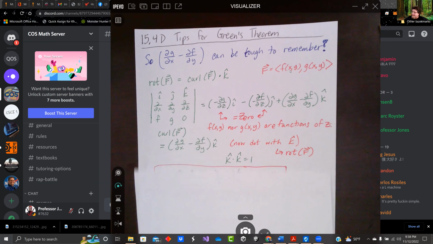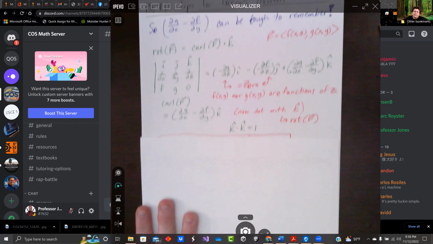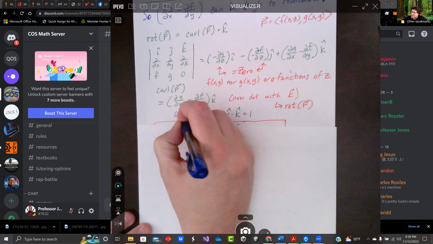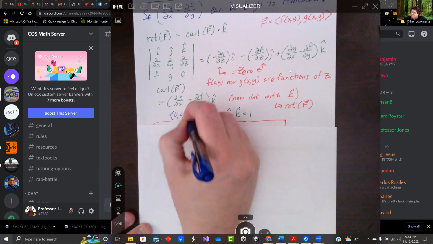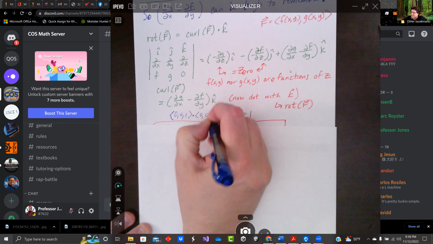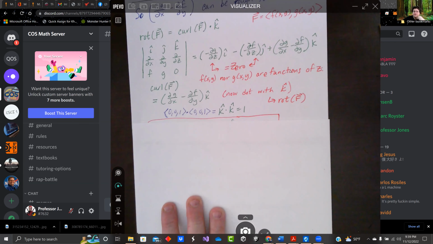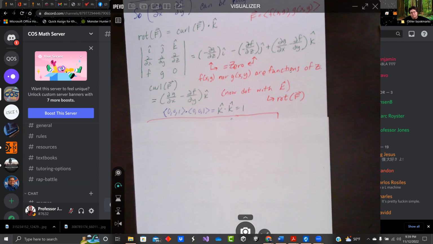You dot that with k. k dot k is 1, because k is a unit vector 0, 0, 1. 0, 0, 1 dotted with 0, 0, 1 is k dot k, which is 1. So our rotation for f, the two-dimensional version of curl, is dg dx minus df dy. That's one way to remember it.